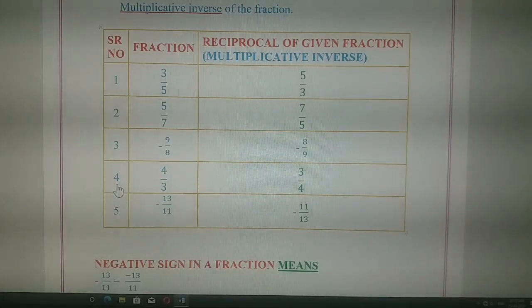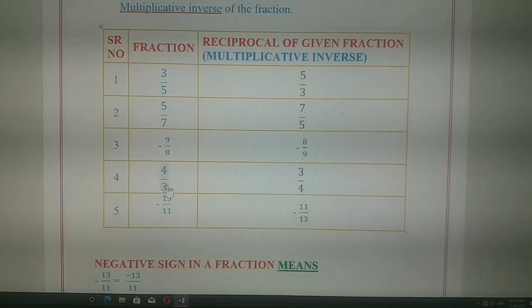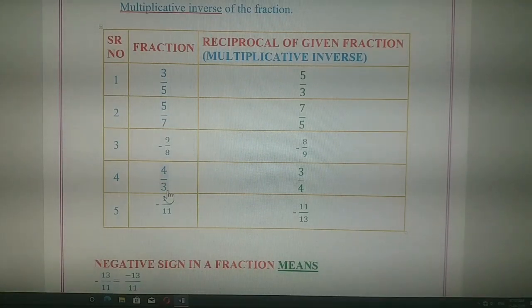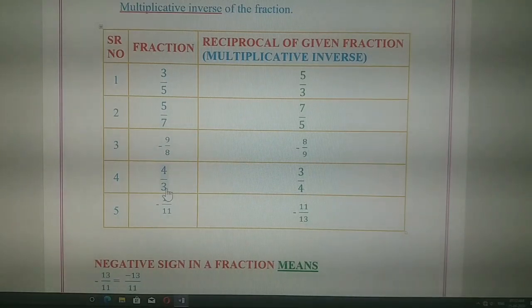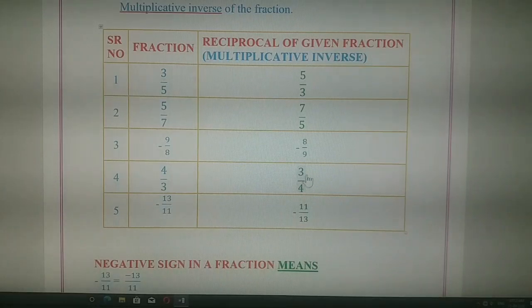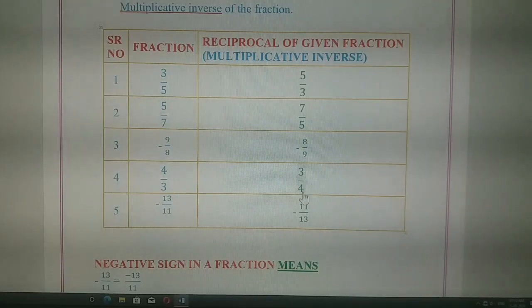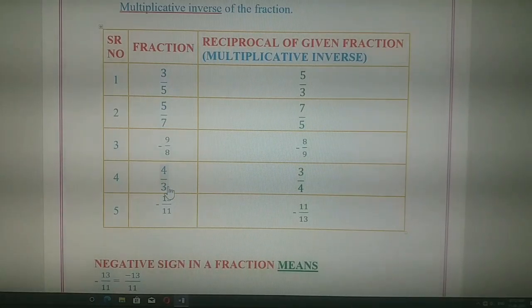The fourth example, 4 upon 3. To find out the reciprocal of 4 upon 3, we just have to interchange or exchange the numerator denominator. Numerator 4 will go in the denominator and denominator 3 will go in the numerator. So 3 upon 4 will be the reciprocal of 4 upon 3. 3 upon 4 is also known as the multiplicative inverse of 4 upon 3.